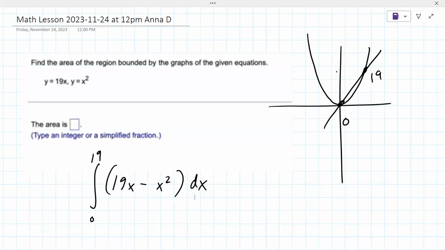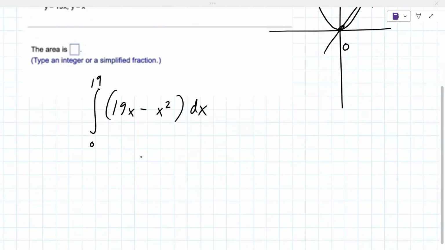Okay, this is where we go to the calculator. No reason to do this by hand. You're not going to be doing it by hand on the test. So 19x minus x squared from 0 to 19. Sorry, 6859 over 6, like that.